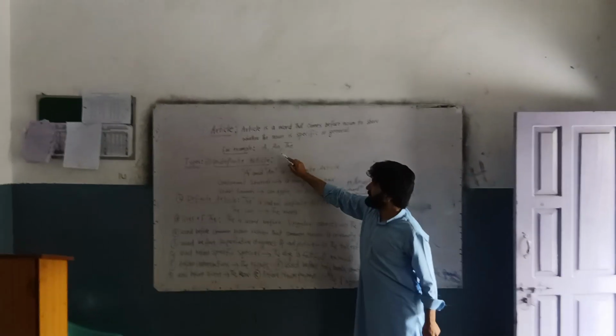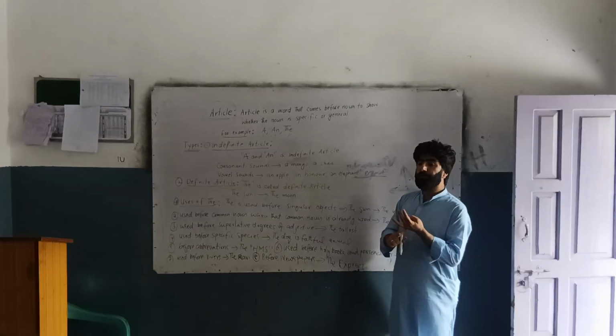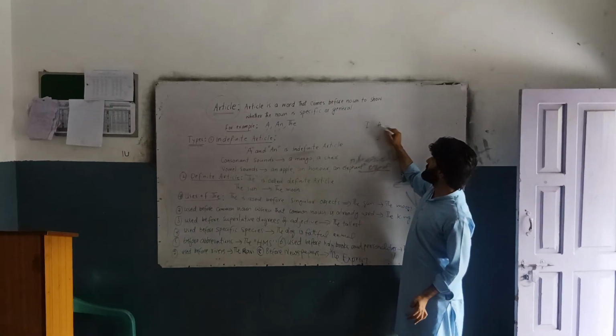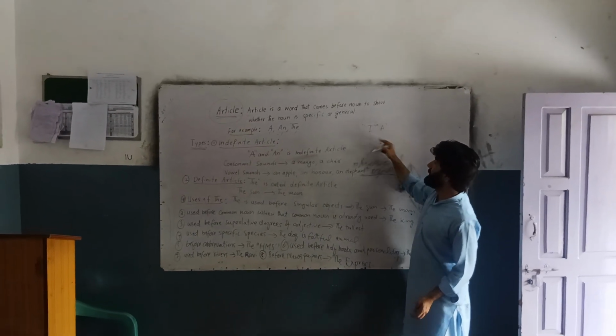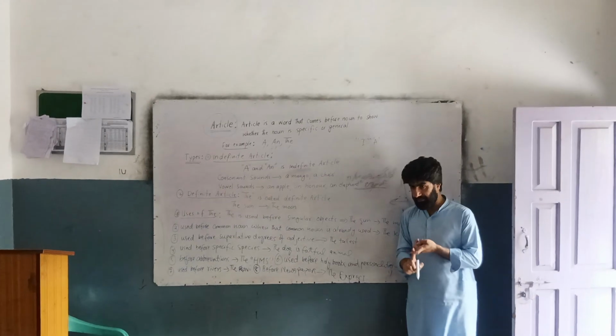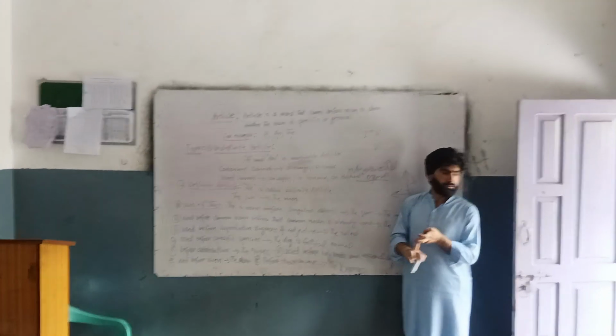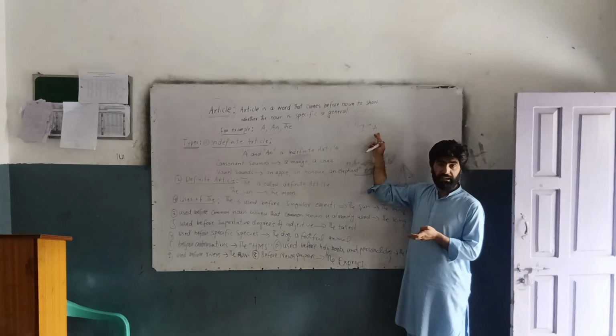Article is a word. This is a word, this is a word, this is a word. We have a one-letter word and a two-letter word. A is a single-letter word. I is a single-letter word. This is a pronoun and this is an article.